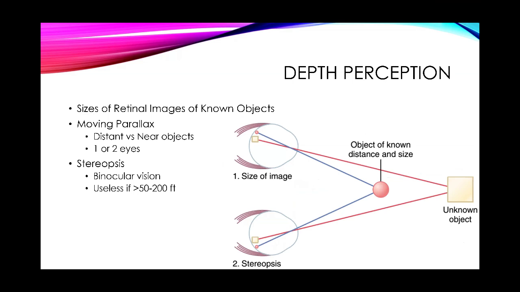Depth perception. Gano kalalim, gano kalayo? Because there are certain ways on how I can tell the relative or the approximate distance from me and that particular object. Depth perception. How? First, the size of retinal images of known objects. First, you have to know the actual size of the object or person.